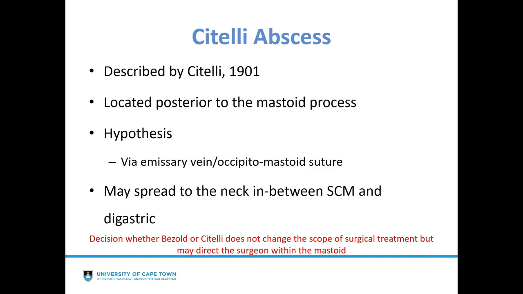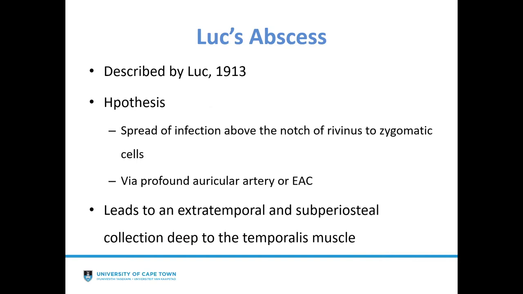And then going to Luc abscess. Luc abscess was first described by Luc in 1918, and the hypothesis is that it is due to spread of infection above the notch of Rivinus into the zygomatic cells, or spread of infection via the deep auricular artery or through the external auditory canal, which basically leads to an extratemporal and subperiosteal collection, which is usually deep to the temporalis muscle.